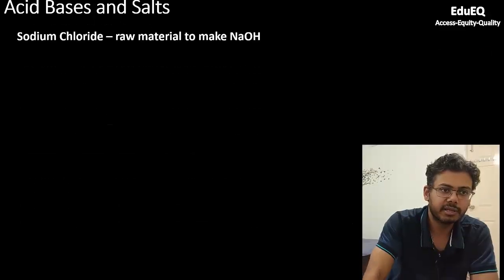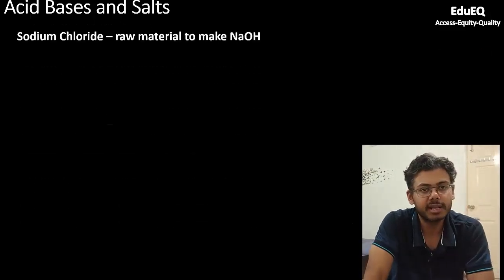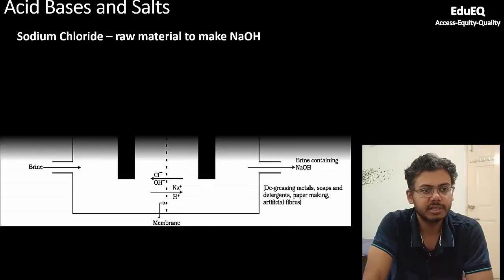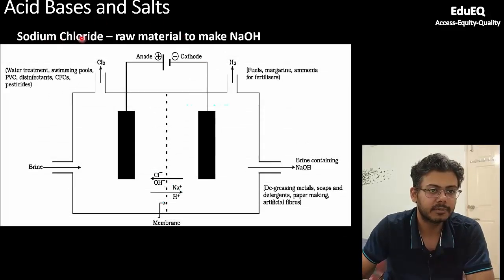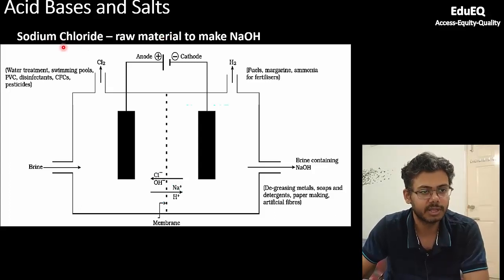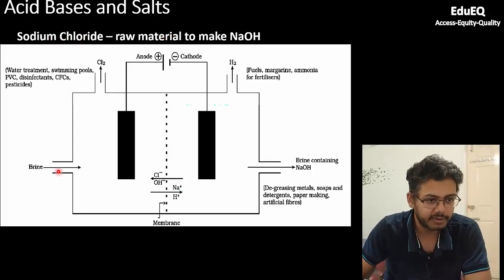Now moving on further, coming to chloralkali process to make NaOH. You know the raw material used in the process is sodium chloride. So you put brine from here.